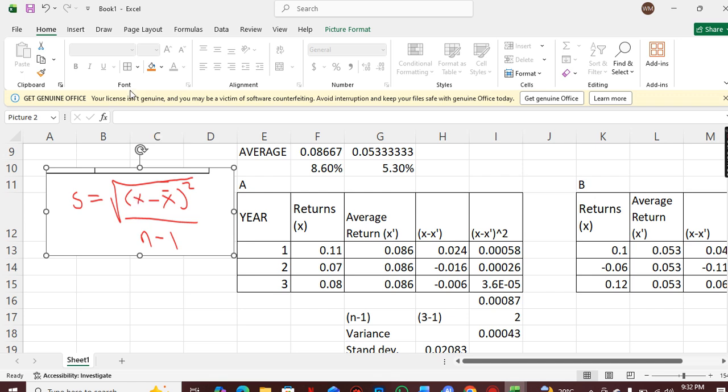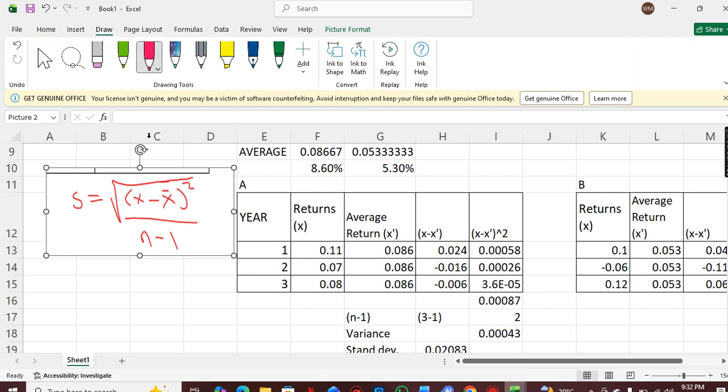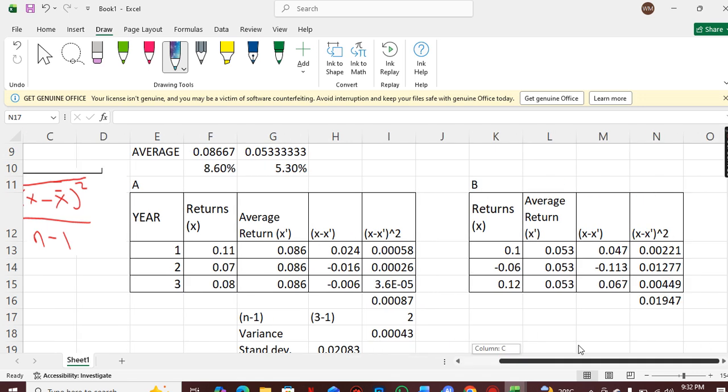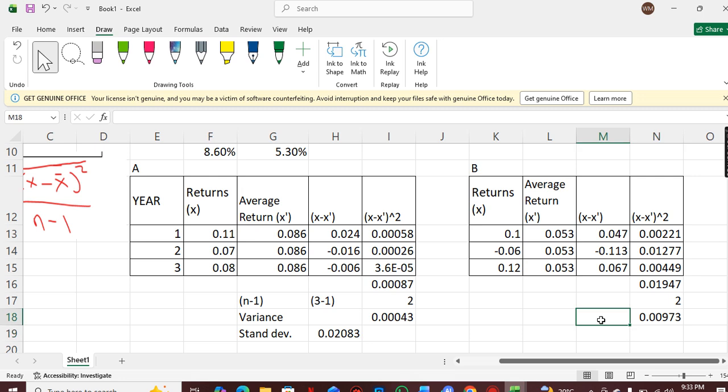I forgot to put sigma here, the Greek sign sigma. It just means you add up. Then we divide by n minus 1, so n minus 1 is 2. So 0.01947 divided by 2. This is our variance.